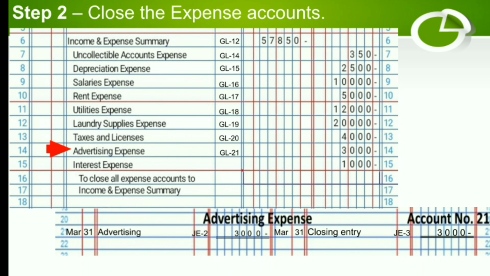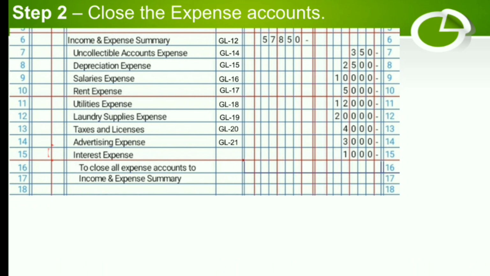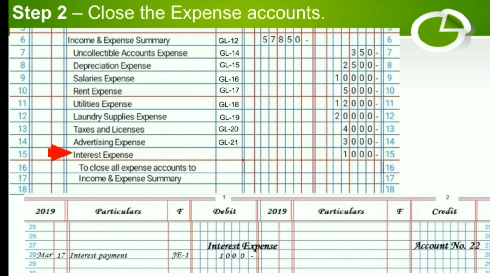And then lastly, we have this credit entry interest expense of 1,000 pesos. So this will be posted in the credit side of the interest expense account. So we have here the date, it's March 31. So this is all about the closing entry. And then for the folio, it's JE3 and then the amount is 1,000 pesos. So at this point, the interest expense is a closed account. And then here in the general journal, under the folio column, we will write GL22.